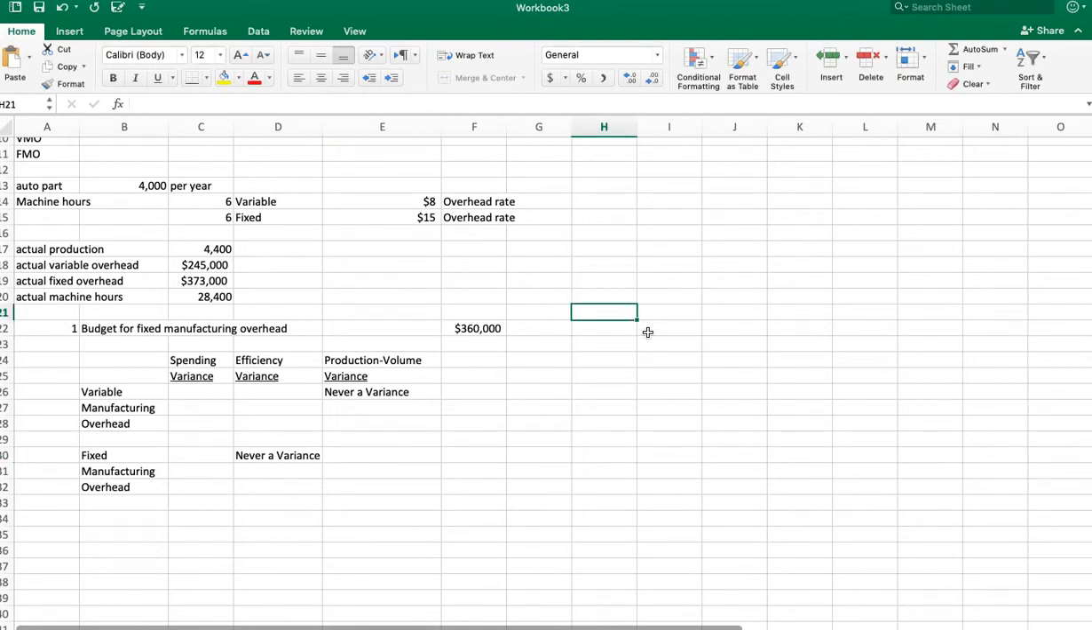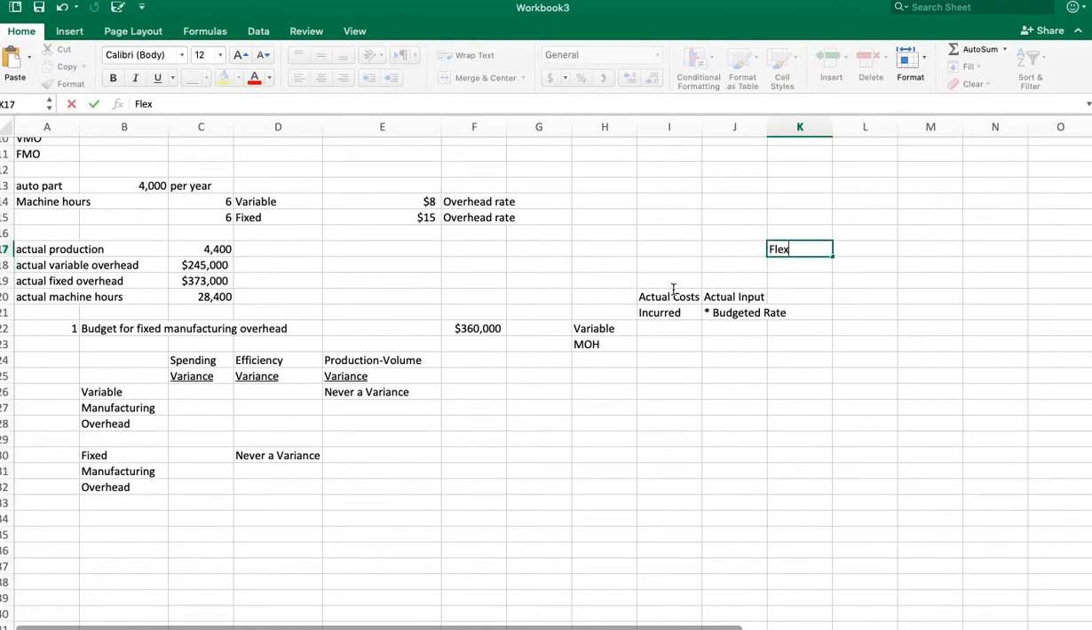Okay, so now to do the work that goes behind this, we're going to do variable manufacturing overhead first. And again, this is almost identical to what you've got in your book and what you'll be doing in your homework, so hopefully this will be a good example for you. You have your actual cost incurred. We're going to have 4 across here. And then we have our actual input times our budgeted rate.